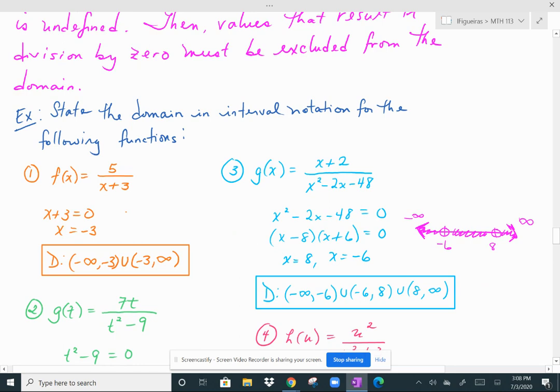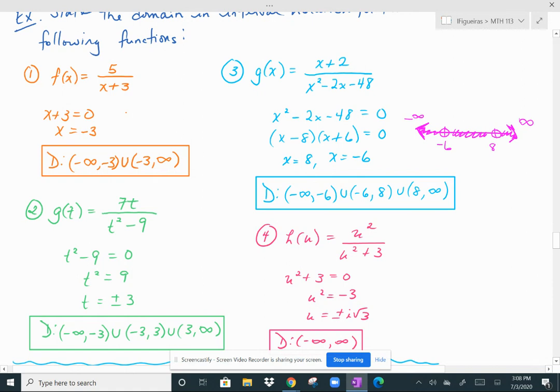All right, so here's another one. I have 7t over t squared minus 9. Again, take the denominator, set it equal to 0. Again, I use the square root method. I get 2 answers, plus or minus 3. So again, if a number line helps you to visualize it, put your 2 answers on here, -3 and 3. Those 2 are excluded from the domain, but everything else that I'm shading in is in the domain. So it goes from -infinity to -3, then from -3 to 3, and then union 3 to infinity. So here's your domain.